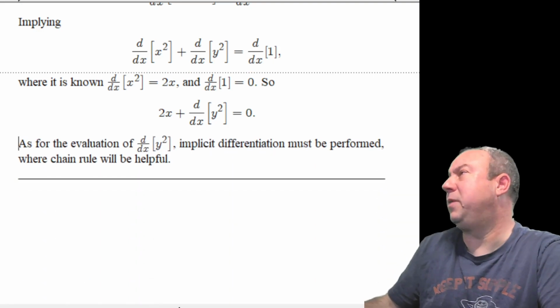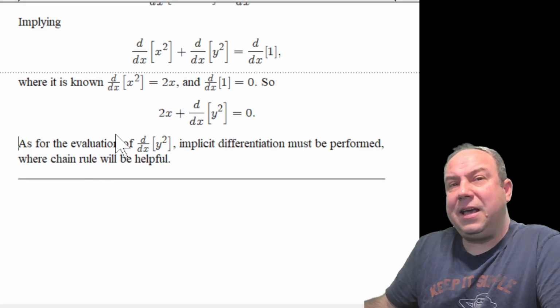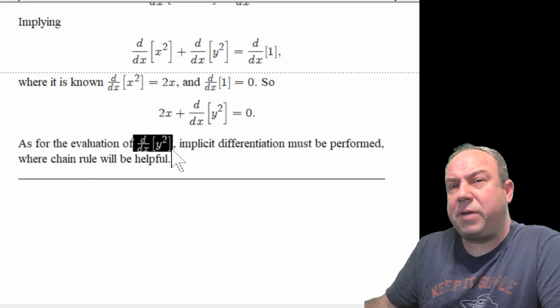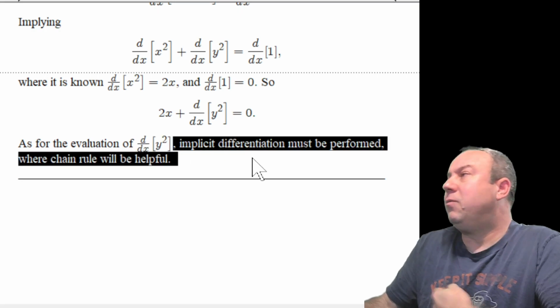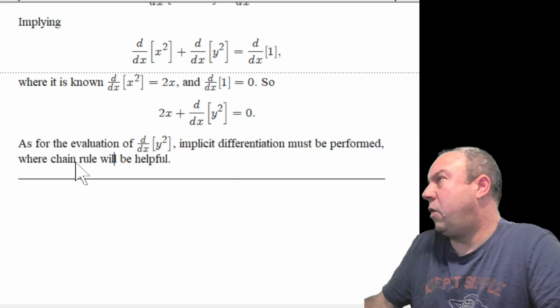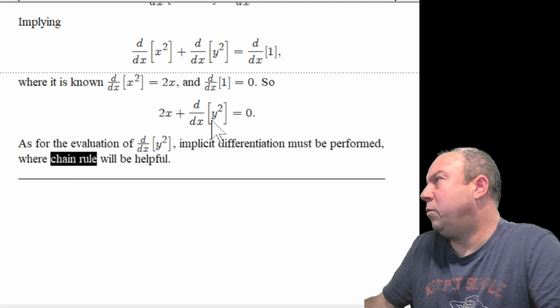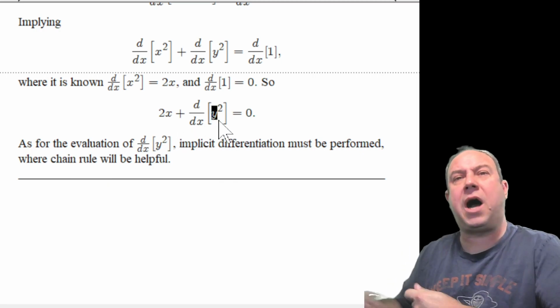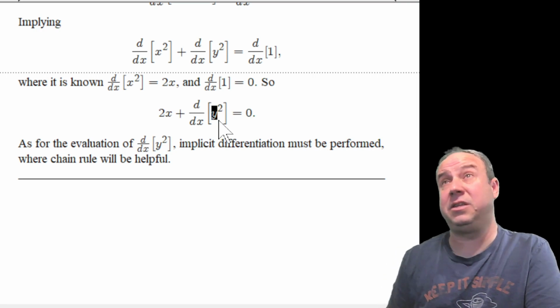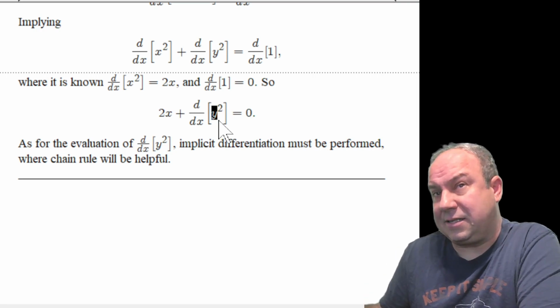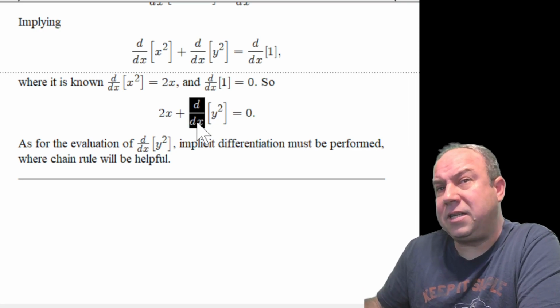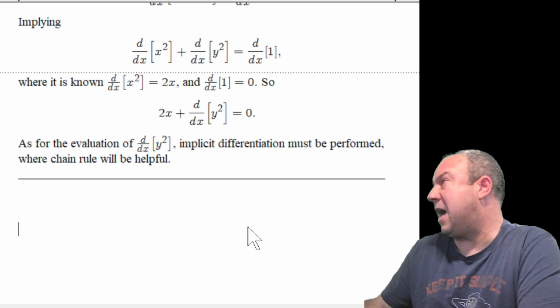Again, to begin with, I said to evaluate the derivative with respect to x for y squared, we have to perform what's called implicit differentiation. And what is going to be useful is the chain rule, because the way we're going to think about it is y is going to be thought of as being in some implicit relationship with the variable x, to be able to take its derivative with respect to x.